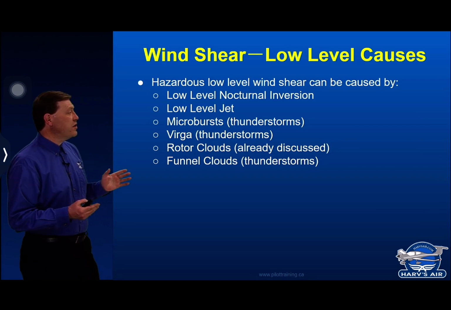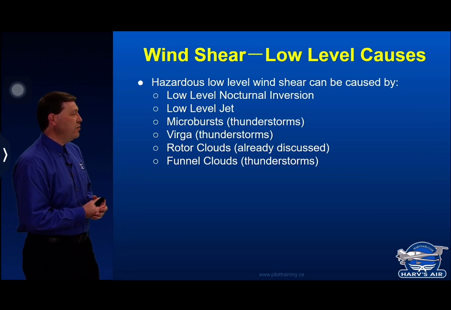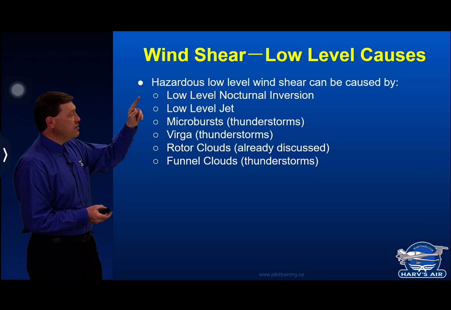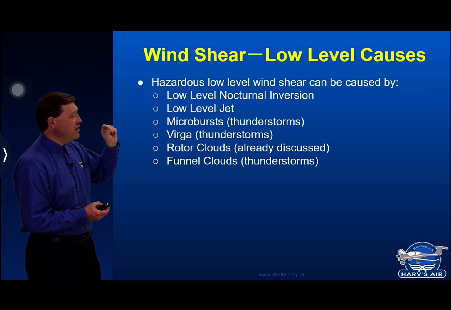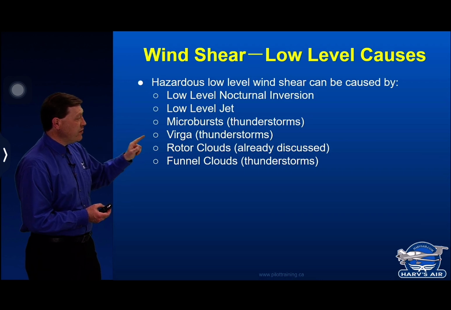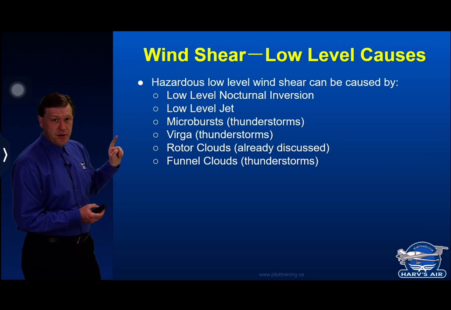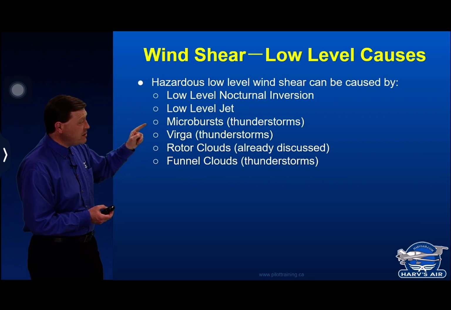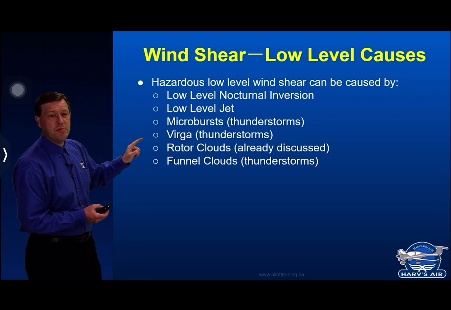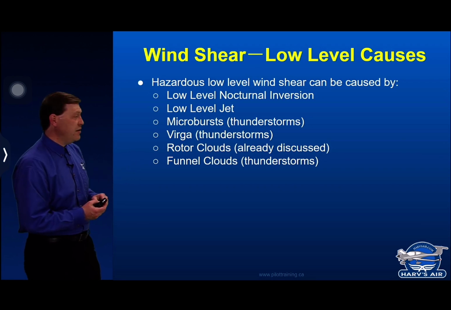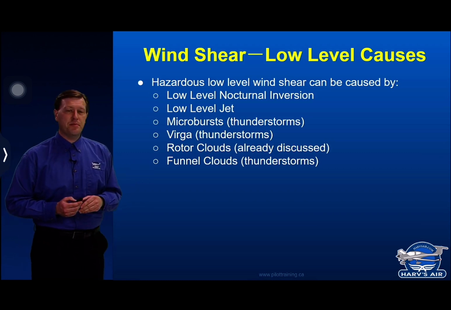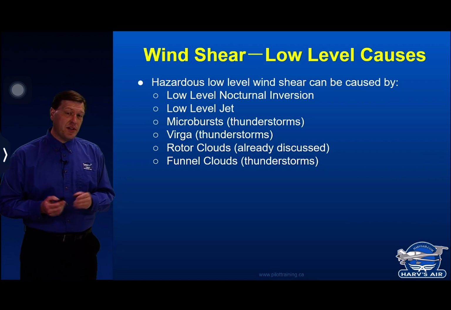So what are some causes of low-level wind shear? You can see there's many. Low-level nocturnal inversion, a low-level jet, microbursts, virga, which are related to thunderstorms, and incidentally are actually a type of microburst. Sometimes we'll hear the term dry microbursts, and we'll look at those in a moment. Rotor clouds, which we've already discussed, those nasties with mountain waves, and then funnel clouds and thunderstorms. So let's take a look at each one of these individually now.